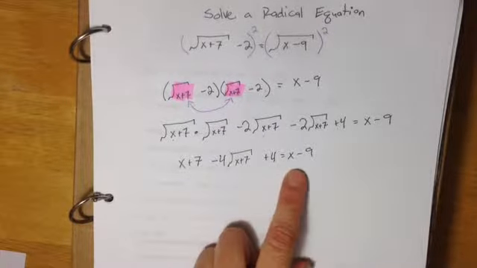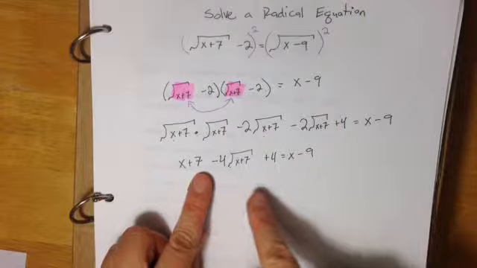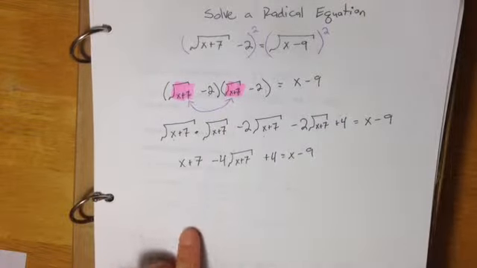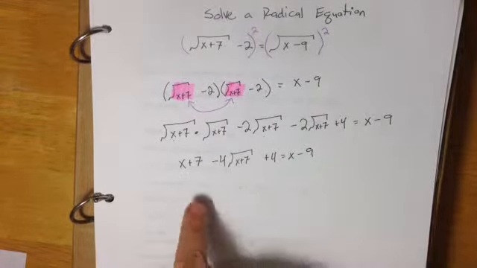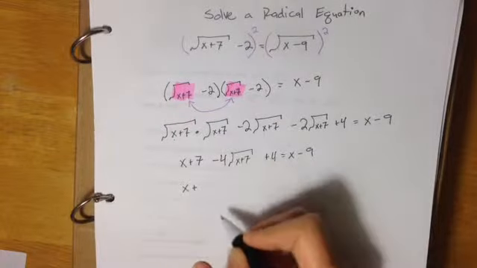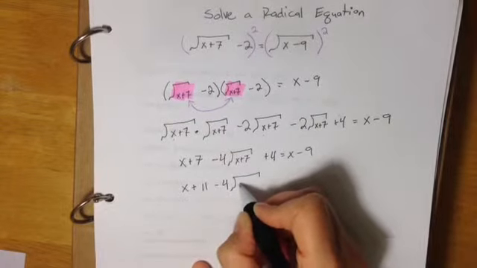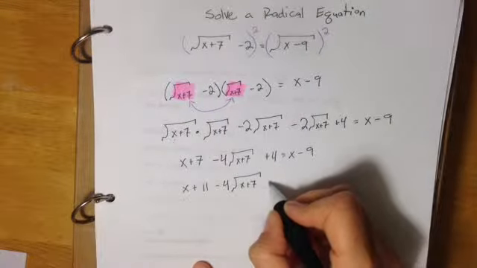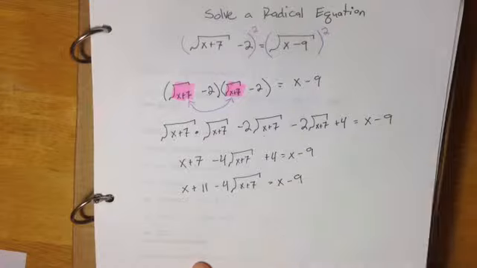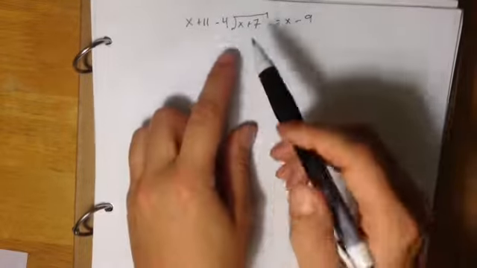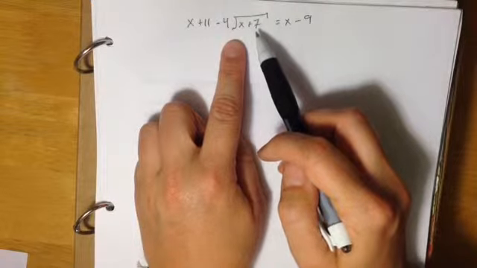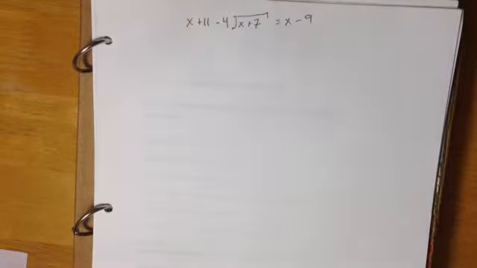It looks like we could do a little bit of cleanup here still, since I can combine the 7 and the 4. So I'm going to go ahead and do that. I've got x plus 11, minus 4 times the square root of x plus 7, equals x minus 9. Now that we have an equation with one radical in it again, we're about halfway there. Now I'm going to isolate this radical, and then I'll end up squaring both sides of the equation.